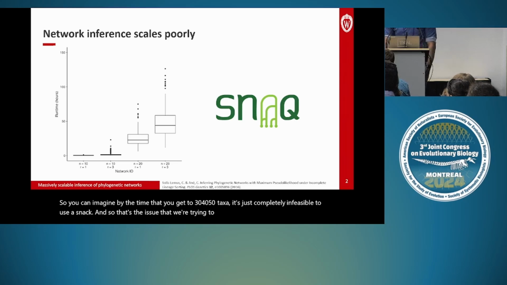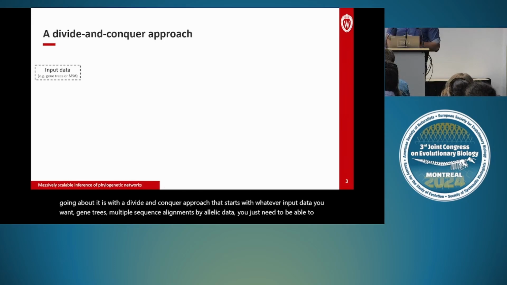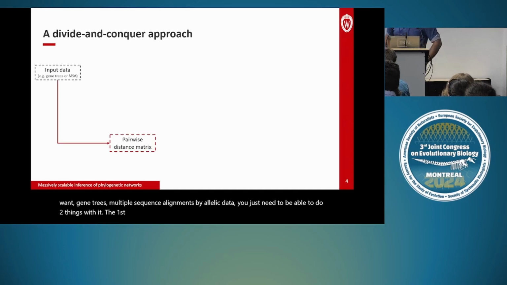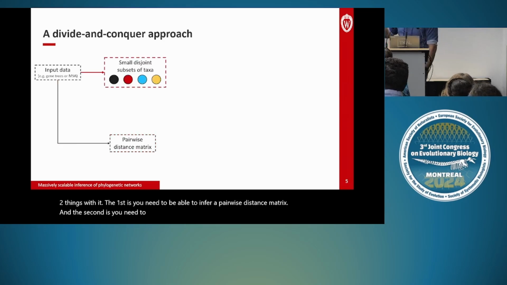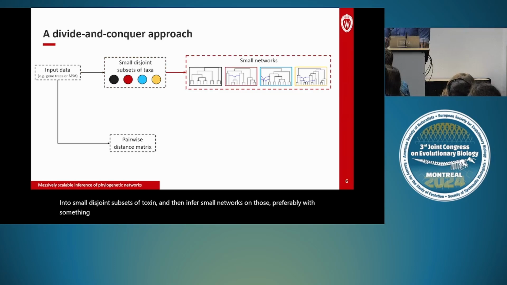And so the way that we're going about it is with a divide and conquer approach that starts with whatever input data you want: gene trees, multiple sequence alignments, biallelic data. You just need to be able to do 2 things with it. The first is you need to be able to infer a pairwise distance matrix. And the second is you need to be able to break down all of your input taxa into small disjoint subsets of taxa, and then infer small networks on those, preferably with something that's accurate, like a likelihood or pseudo-likelihood method.